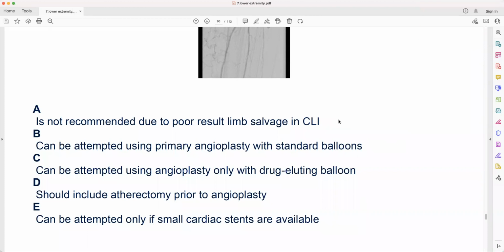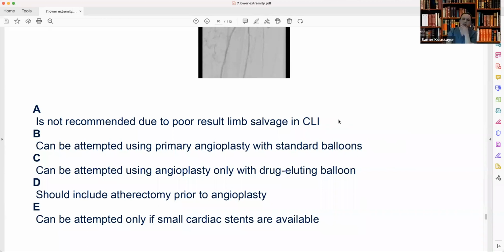Can be attempted only if small cardiac stents are available. No, we don't stent those kinds of lesions. We don't stent below the knee unless you have limiting dissections, you know, and most of the time if you have a dissection it will be long, so you need a long stent. I mean, a small cardiac stent.